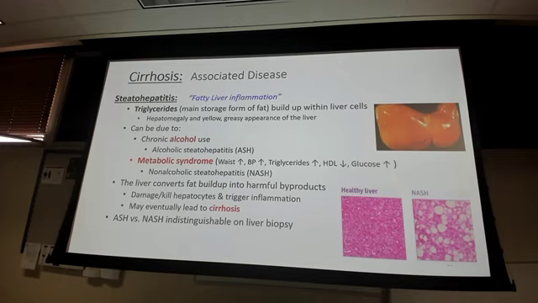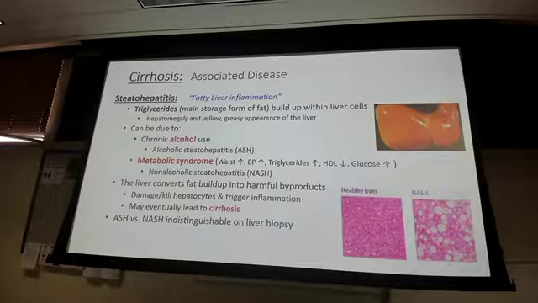Alcohol can do this, and essentially something called metabolic syndrome. Your very unhealthy patients, this can cause it as well. When it's due to alcohol, we call it alcoholic steatohepatitis. When it's due to metabolic syndrome, which means this person is obese, has a high waist circumference, high blood pressure, high triglycerides, low HDL, and high blood sugar, this is somebody who's not living well. When it's due to that, we call that non-alcoholic steatohepatitis.